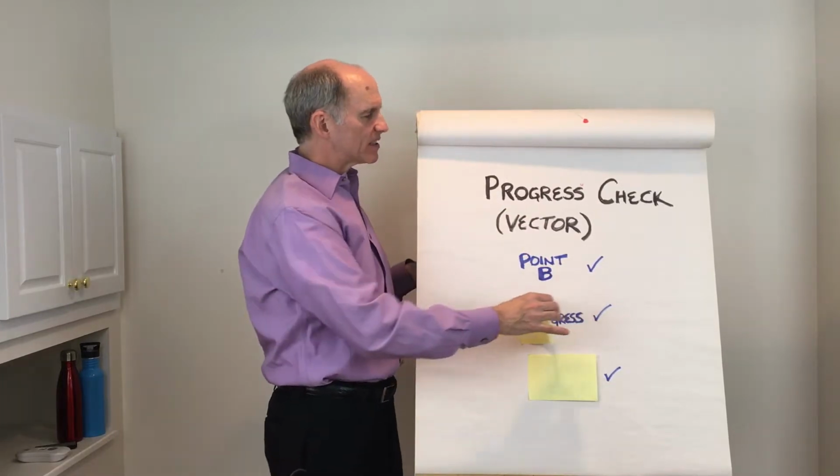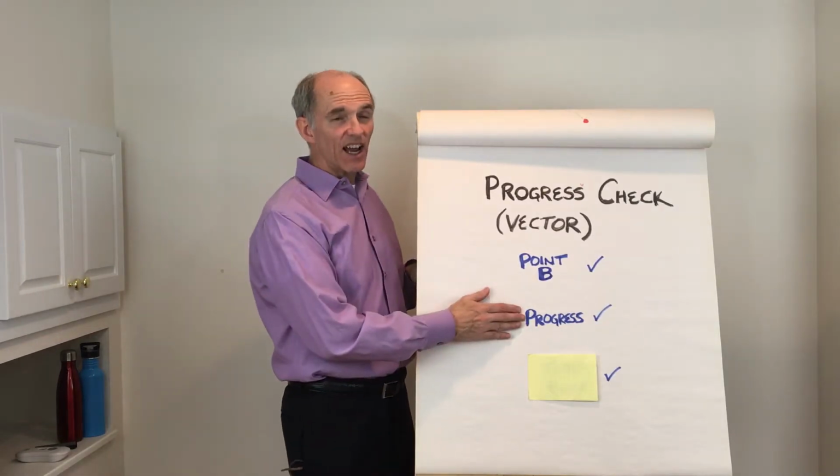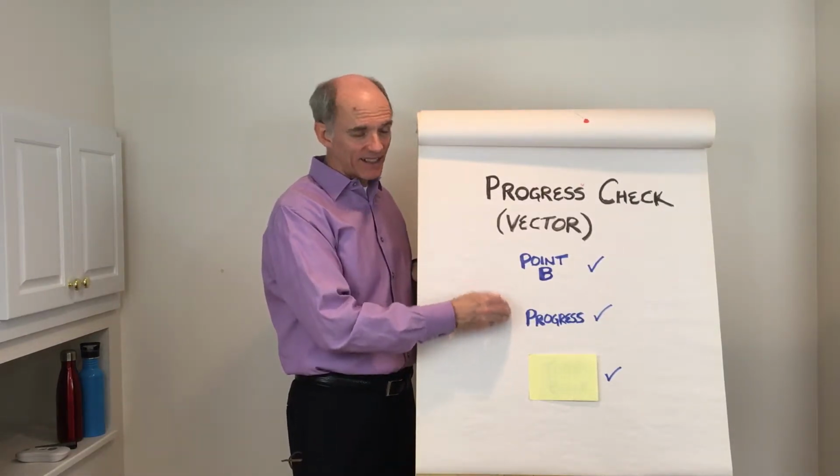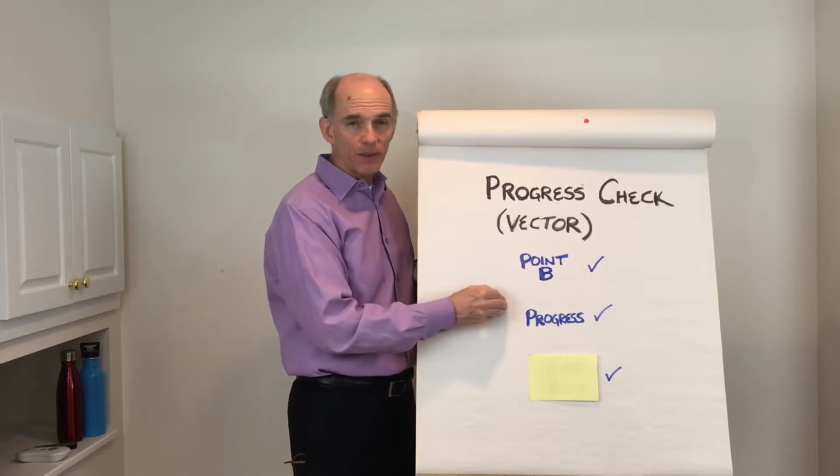The second piece of a good progress check is to say, are we all at point B, this sub-point B, the interim place? Did we make the progress we thought we were going to make?